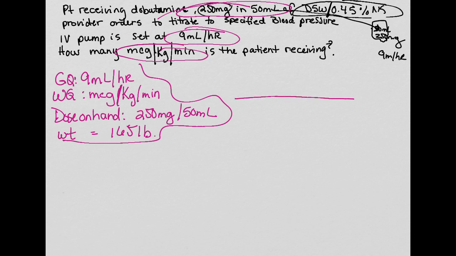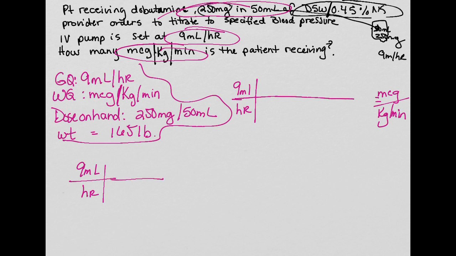We have 9 mLs per hour. I always put the given quantity first and then what we're asking for. Your answer we're looking for is micrograms per kilogram per minute. All right, that's what we're asking for. Now what else are we going to put in? Now we need to start doing some conversions, which actually I'm going to just put 9 mLs over here per hour. Start doing some conversions. So next, I'm going to put our dose on hand. So we have this one done and that done, and now the dose on hand, 250 milligrams per 50 ml.